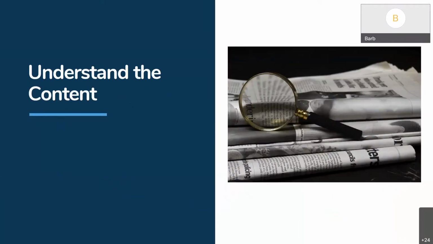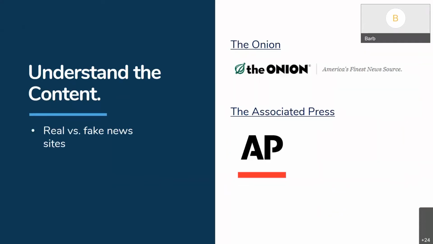So the first thing we need to do is understand the content, which sounds simple, right? You know, read it, think about the words. But it's more complicated than that because there are so many different types of content and so many things that we see every day that understanding them can require a little more thought than we might be used to putting in. So the first kind of obvious example here is, is this even real news?